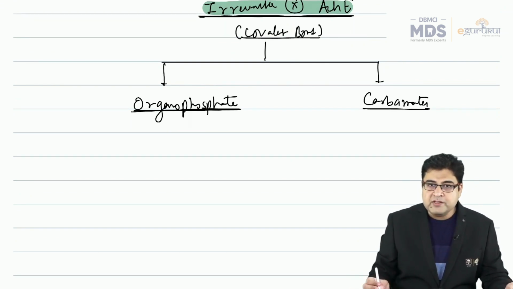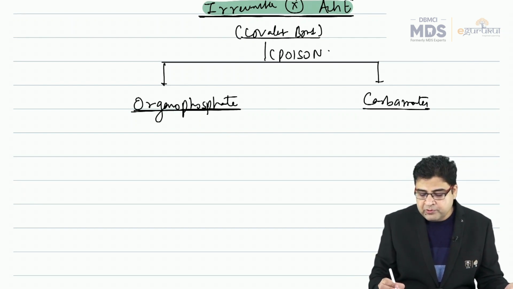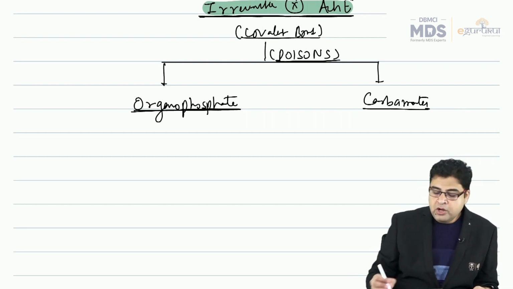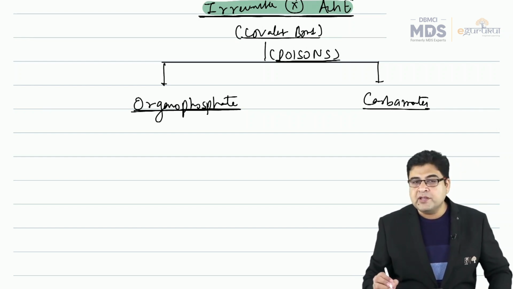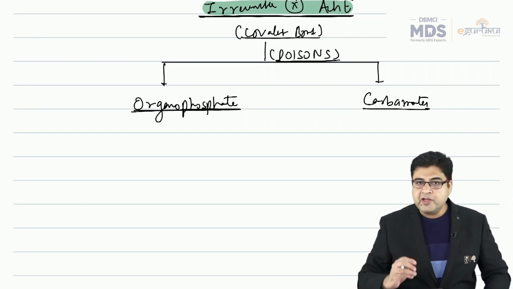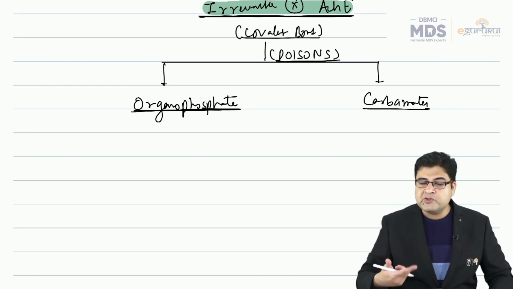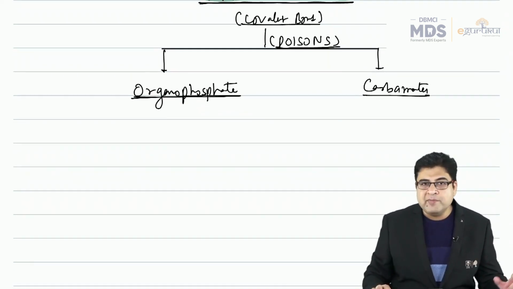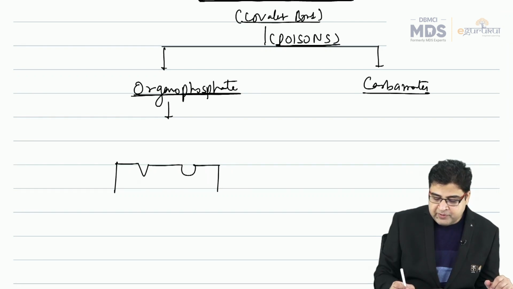Now, both of these medicines are poisons for human beings, so we're going to discuss organophosphate poisoning and carbamate poisoning. Both are used in agriculture as insecticides and pesticides, to kill insects and pests. If a human consumes this medicine by mistake or with the purpose of committing suicide, the organophosphate is going to block this enzyme irreversibly.